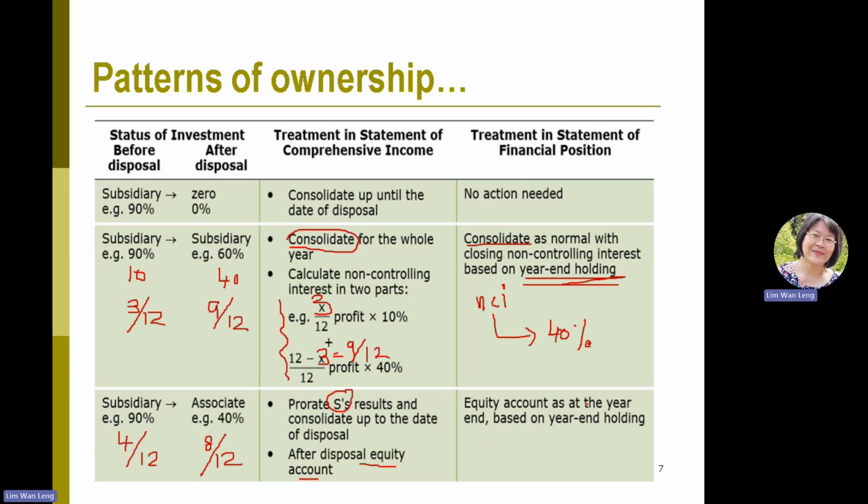But at the year end, the status is now just an associate. So which means you wouldn't see investment in subsidiary at the consolidated level, but you will see investment in associate. No NCI, nothing already.